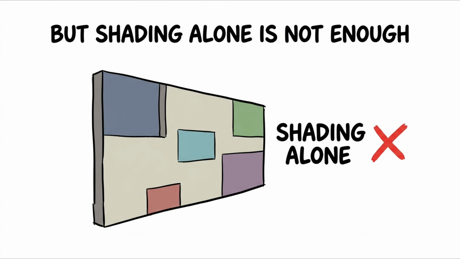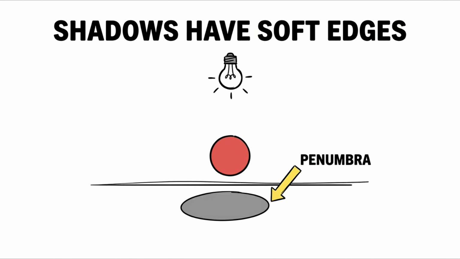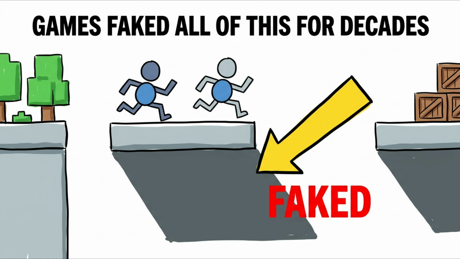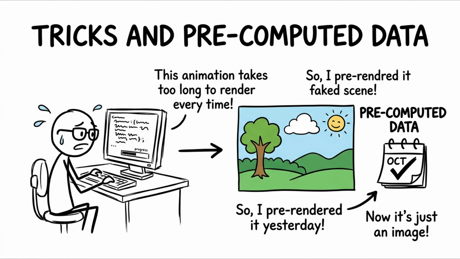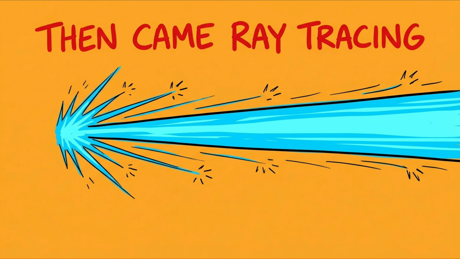But shading alone doesn't make a scene convincing. Light in the real world bounces. Shadows have soft edges. Reflections curve around surfaces. For decades, games faked all of this with tricks and pre-computed data because calculating real light bounce in real time was computationally impossible. Then came ray tracing.